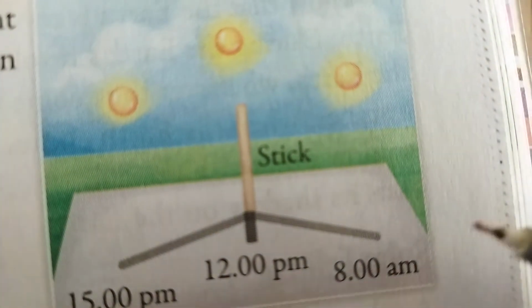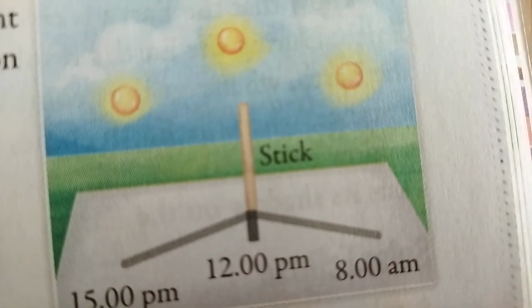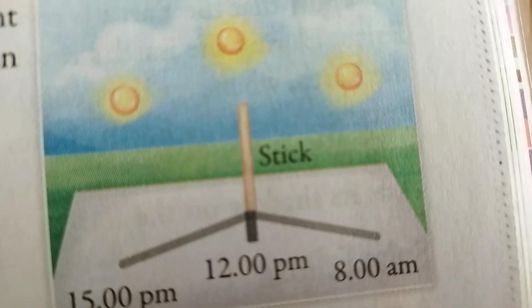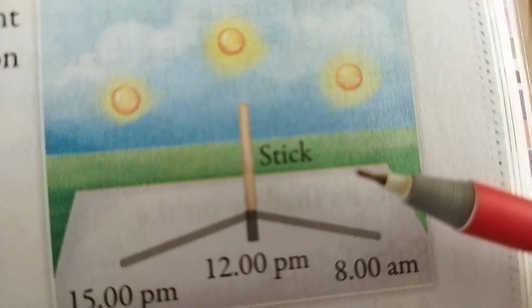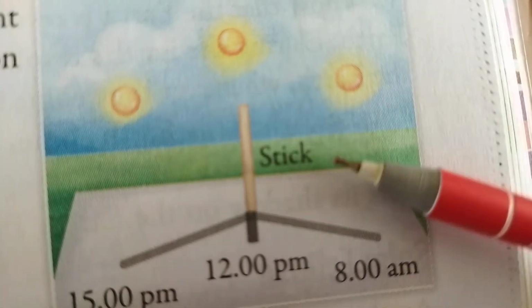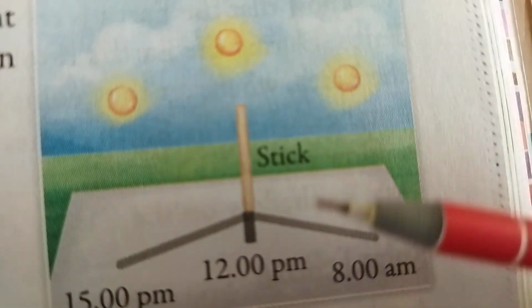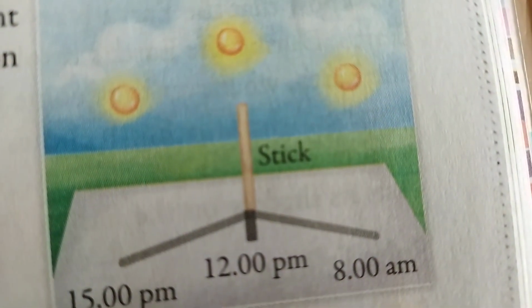Children, this question always comes: why is the shadow of an object longest in the morning and evening and shortest at noon? This is because the rays of the sun are slanting in the morning and evening, and straight above the head at noon.